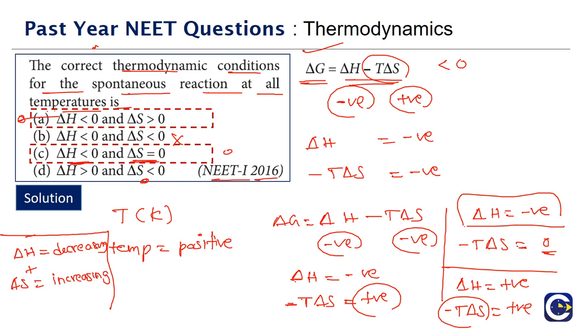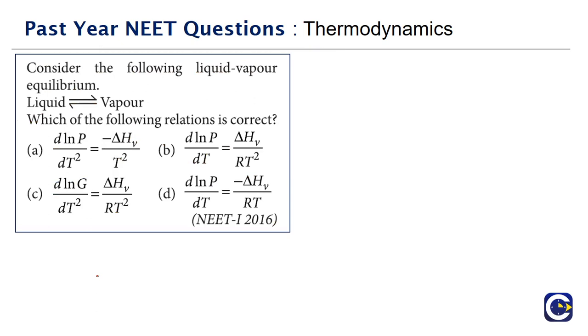So what are the two favorable conditions? Enthalpy decreasing is favorable, entropy increasing is favorable. If one of them is not favorable, then we will have a condition in terms of temperature. But if both are unfavorable, as in the option D case, then the reaction can never become spontaneous. So for this question we have two options, both option A as well as option C.